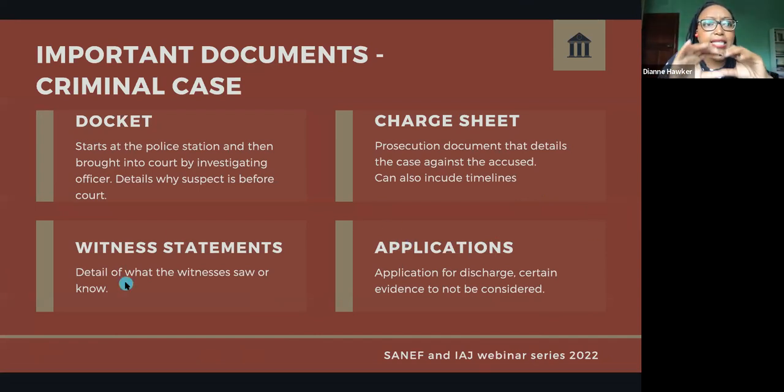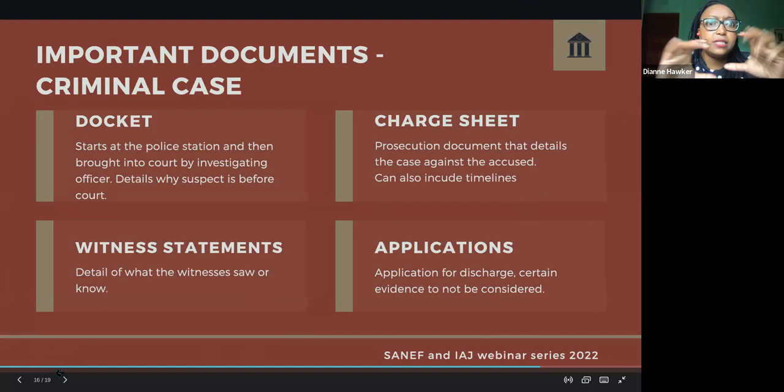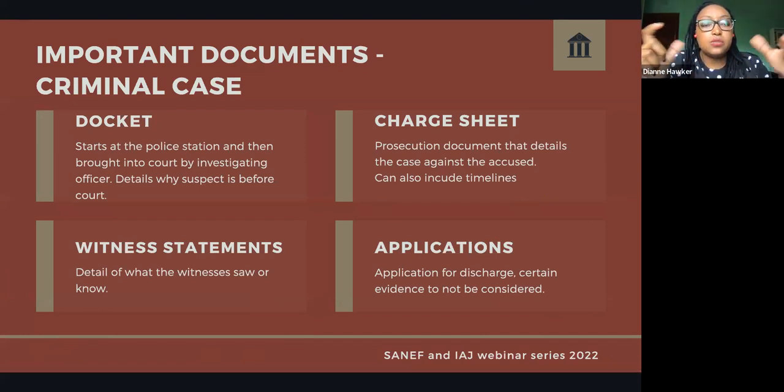And it's basically the initial case. What do the police believe has happened? The police will bring the docket to court, and the prosecutor will use that as their initial document. It's sometimes difficult to access, but it's always worth asking while in court, can I have a look at the docket? They won't give it to you, you won't be able to get copies, but you can often have a look at it.